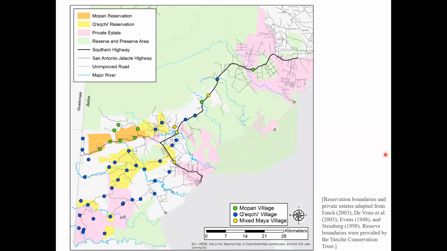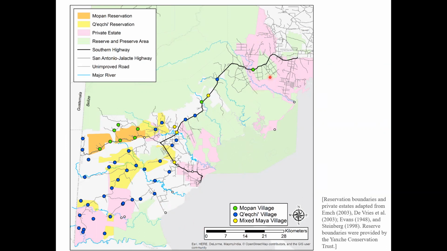We can then map these trends out onto this map, where we see again where different Mopan and Q'eqchi Maya communities are located. We can also see the different land holdings that existed in the Toledo district, including reserve and preserve areas in green, and private estates or land holdings that are not available for people to move onto in pink, as well as the different reservations for Mopan and Q'eqchi communities in yellow and orange. So this shows us that there's not a lot of land that people can continue to fission off and move into in the district itself. A lot of the space is actually held up through either reservations, private estates, or preserve areas.